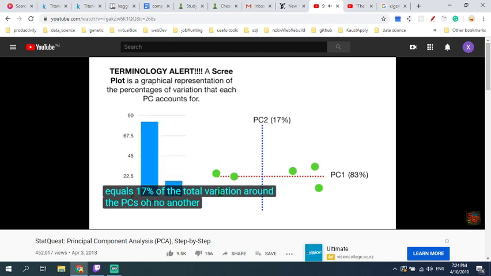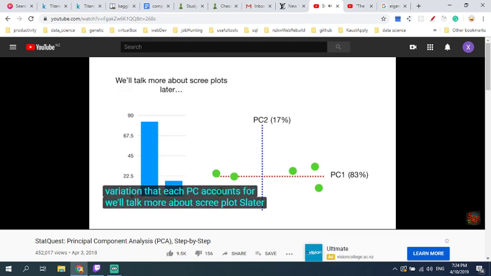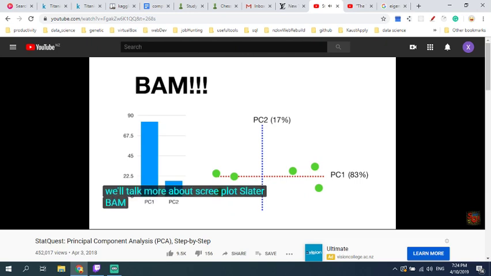Oh no, another terminology alert. A scree plot is a graphical representation of the percentages of variation that each PC accounts for. We'll talk more about scree plots later. Bam!